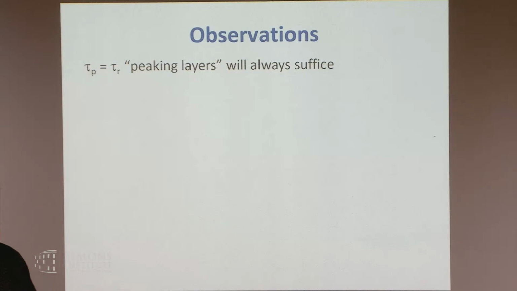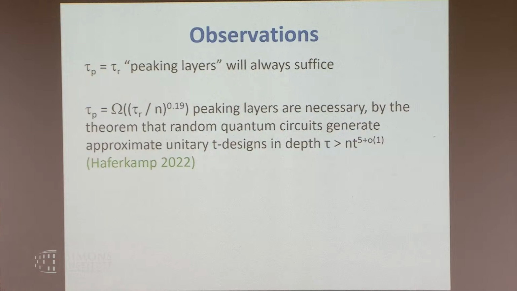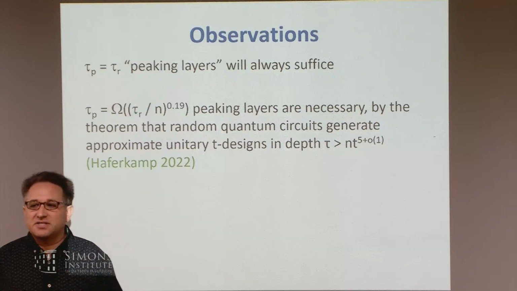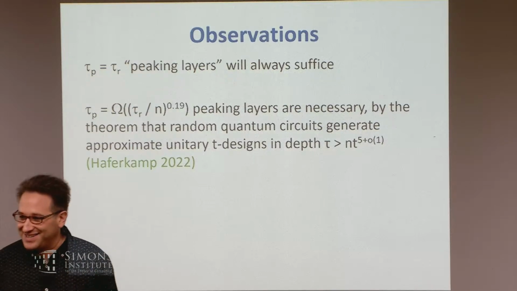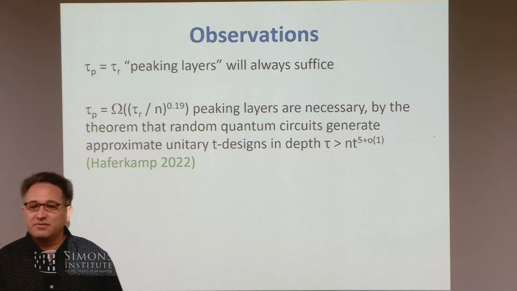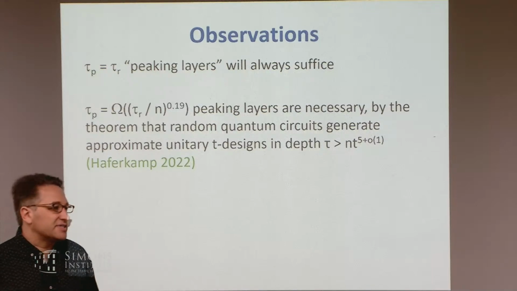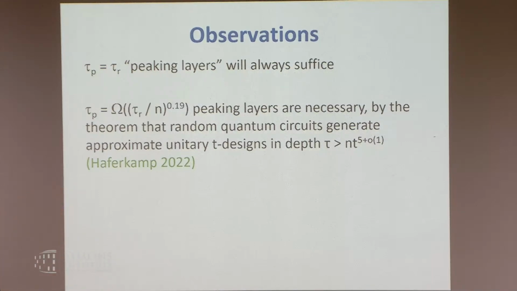Now, can we prove any bounds on it? Well, we can. There are these beautiful results in the last 15 years about random quantum circuits giving rise to approximate t-designs. One of the best results is due to Jonas Haferkamp from a couple of years ago, and he showed that a random quantum circuit with depth n times t to the 5 plus little o of 1, roughly, gives you an approximate unitary t-design.